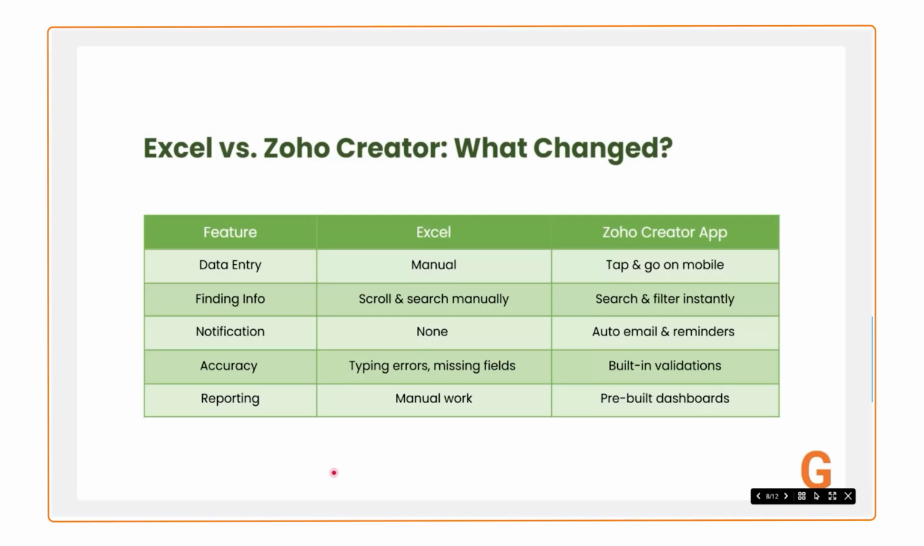Accuracy of the data. In Excel, it is so easy to make typing errors when you're typing data, or even leave certain fields blank. But with Zoho Creator, we can easily set up built-in validation so that when a particular user is entering any data or creating a record, the right data is entered into the system. And also finally, reporting. It is manual with Excel. You have to do a lot of manual work, create pivot tables, create different kinds of charts and everything.